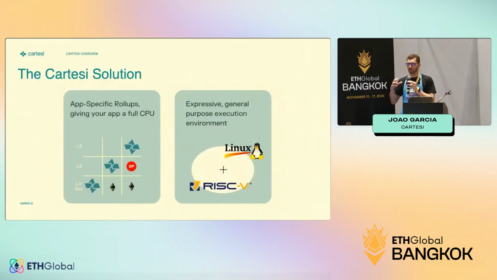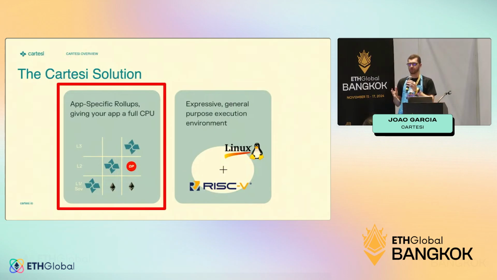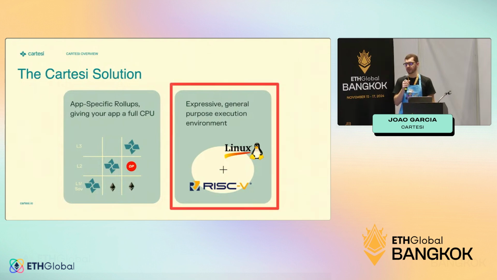So just to look back at what we said, there are two parts that are very important to this solution, right? The first one is the app-specific rollups that give your app a full CPU, because then you're not computing for block space, because you're delegating the processing to somewhere else. You don't even have to pay gas for this processing, just for the data that's being sent. And the second part is the expressive general purpose execution environment. This means you have an execution environment that's capable of running more, that has access to more resources. You get a rootfs system, you got all the libraries and all the packages that you ever used.